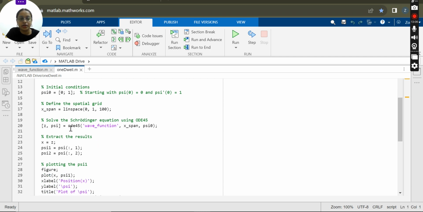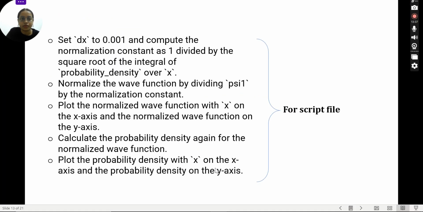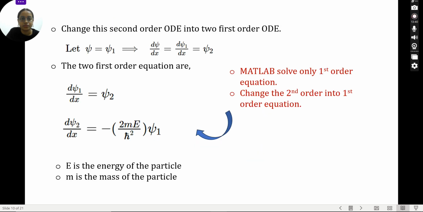Then after that I have used ODE45, where I have called this function, which is wave function, and then the second argument is x span, like the x-axis, and then the third argument is my initial condition, to calculate the value of constants. And I stored that output in z and psi. After that, here I extracted the information like psi. Note that our psi was initially psi1 here. So our final psi will actually be psi1.